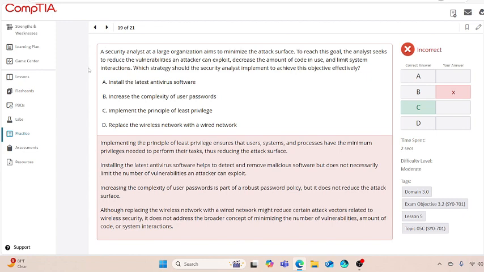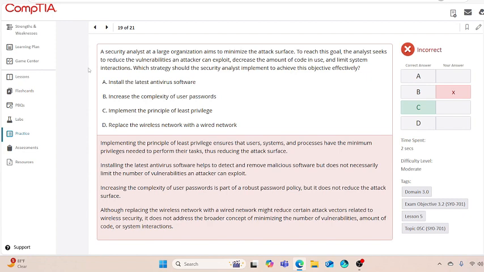A security analyst at a large organization aims to minimize the attack surface. To reach this goal, the analyst seeks to reduce the vulnerabilities an attacker can exploit, decrease the amount of code in use, and limit system interactions. Which strategy should the security analyst implement to achieve this objective effectively?